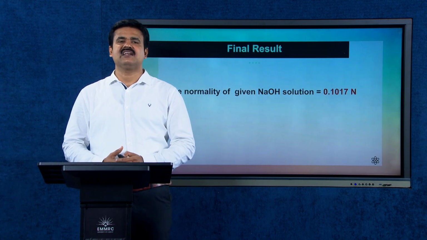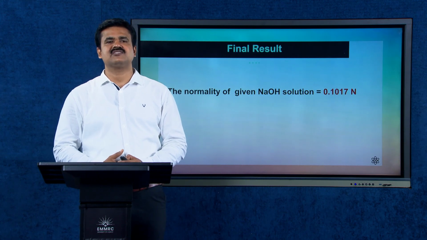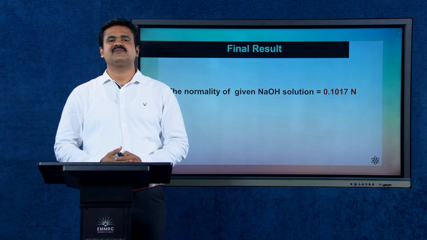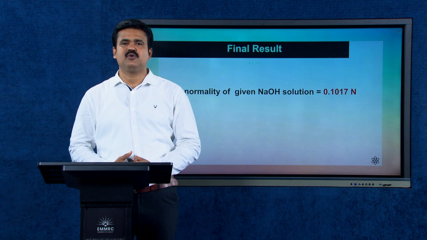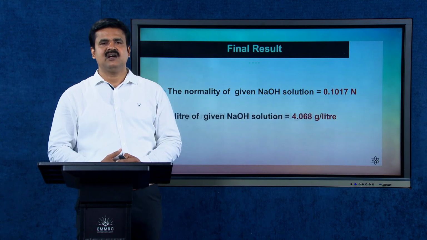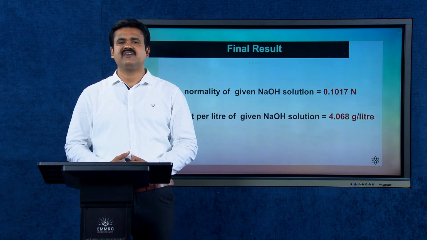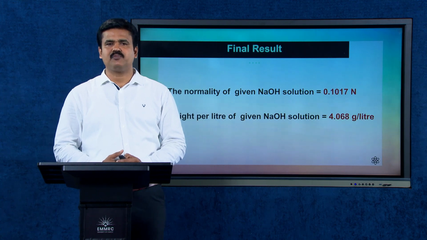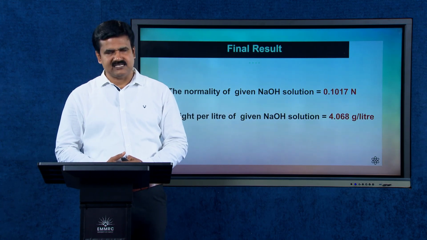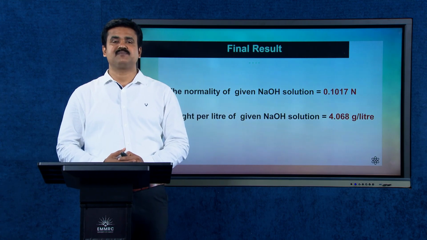Thus, the final result of this experiment is shown here. The normality of the given NaOH solution is 0.1017 normal. Also, the weight per liter of given NaOH solution is 4.068 gram per liter. That is all about experiment number 1.